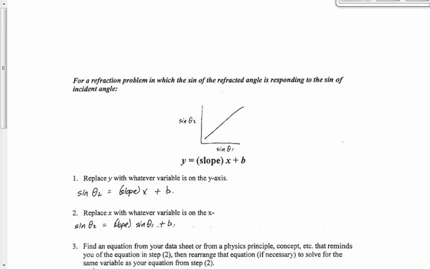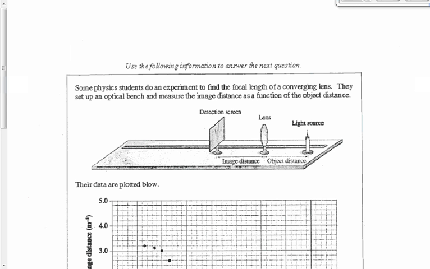Hey, we did this one for an activity, actually. Sine theta 2 versus sine theta 1. Remember that one? The Index of Refraction Lab? We've done this one. This is the last activity that I had hoped to do, but we just ran out of time, so we didn't end up doing it.